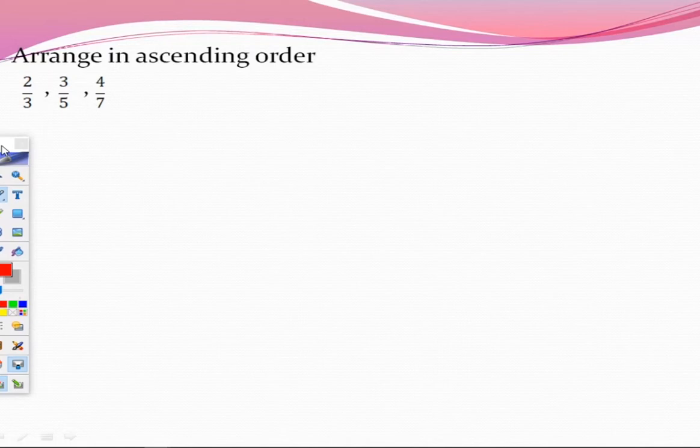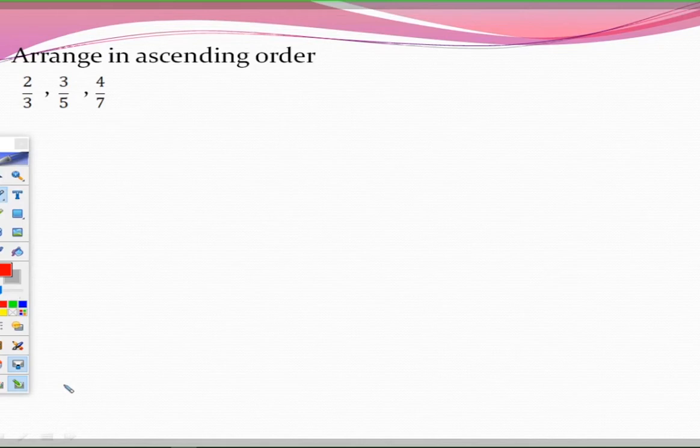Again you can see a group of unlike fractions given and you have to compare them and write them in ascending order. 2 by 3, 3 by 5, 4 by 7. First we have to find the LCM of the denominators. Here the denominators are 3, 5 and 7. They are prime numbers, you can see, children. So the LCM will be the product of the numbers, that is 3 into 5 into 7, which is equal to 105.